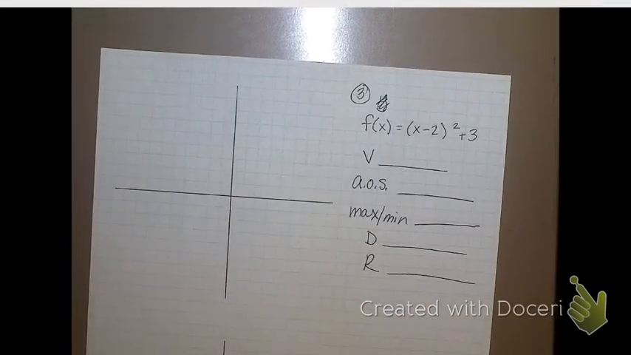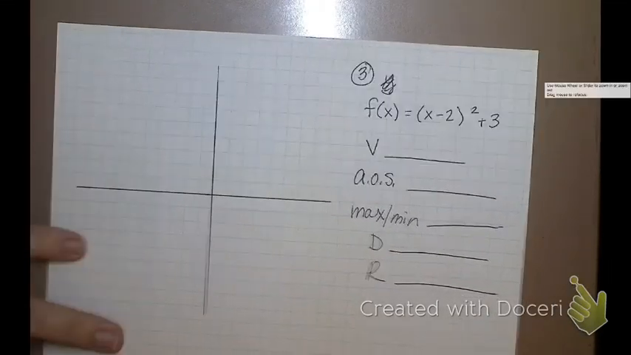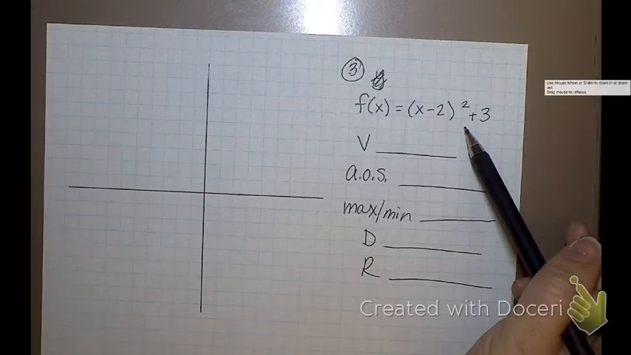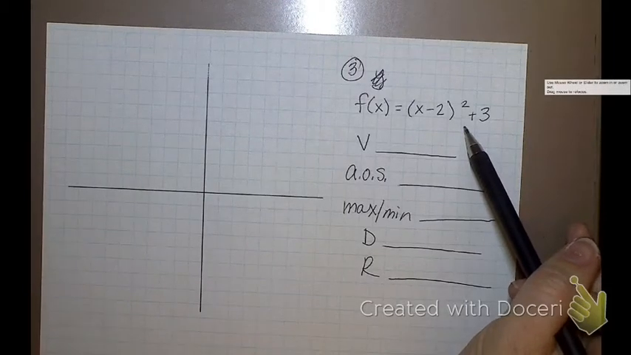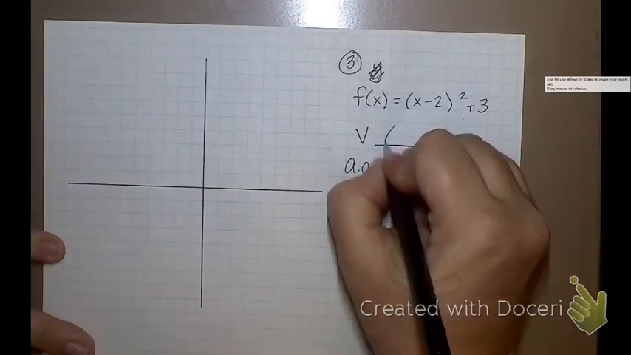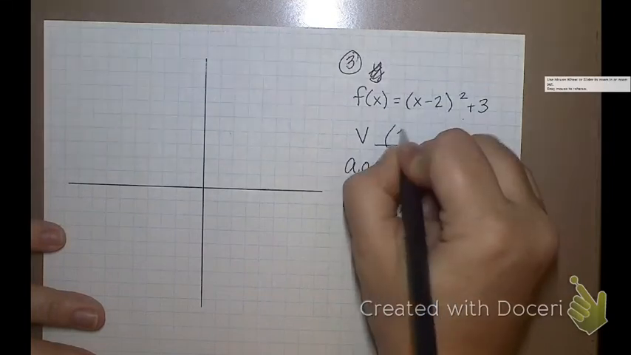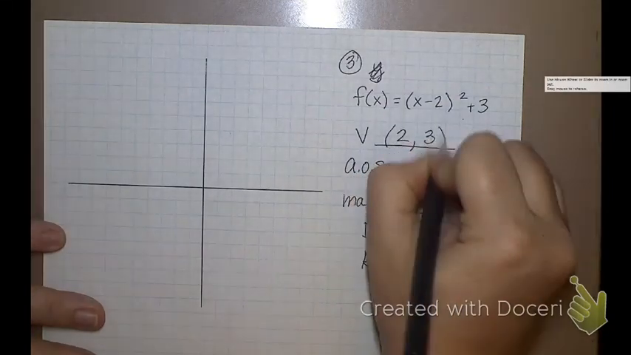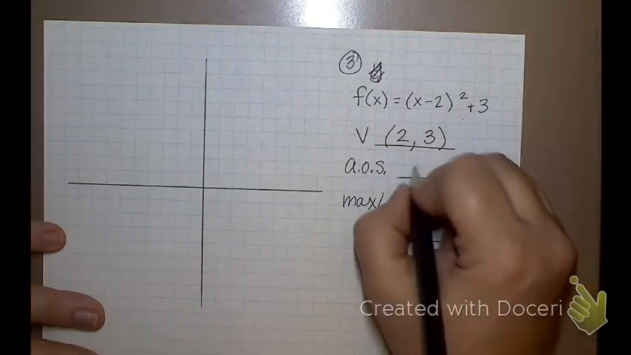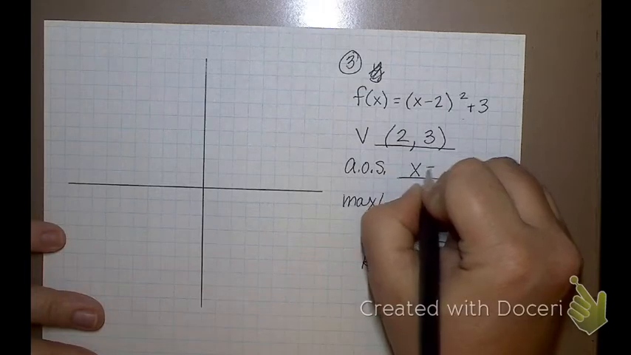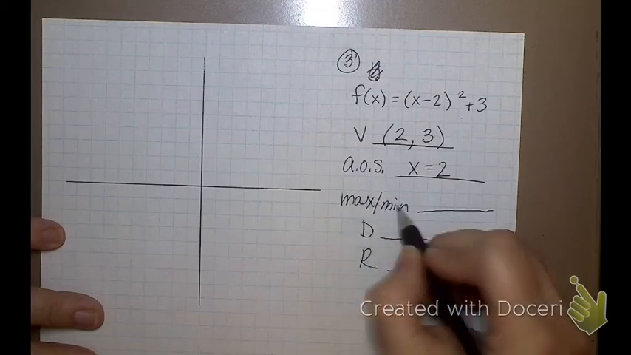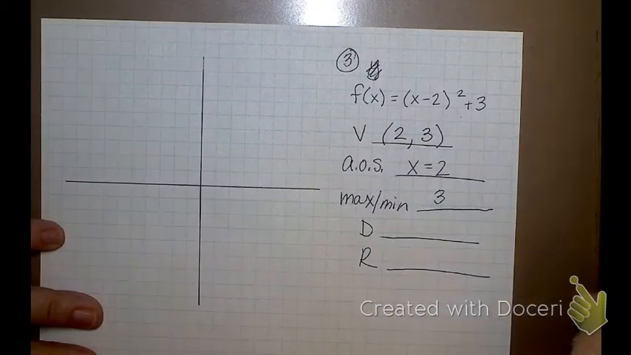What form is this in? This is in vertex form. So what is my vertex? +2, +3. Which means that my axis of symmetry is what? x equals 2. It means my maximum or minimum value is 3. I don't know whether it's a max or a min yet until I graph it.